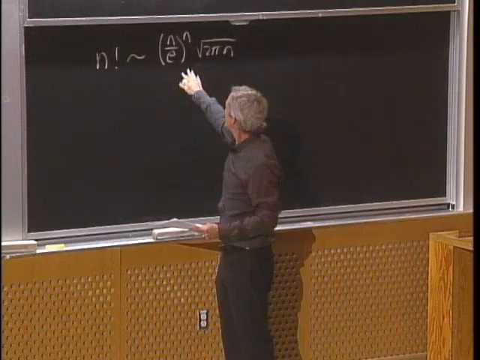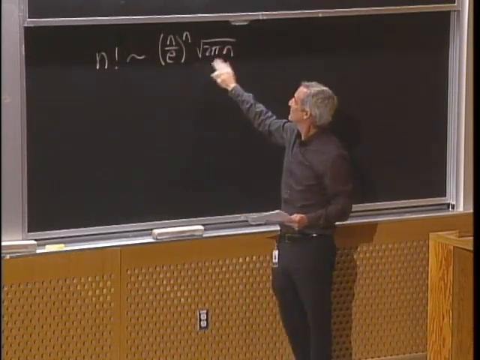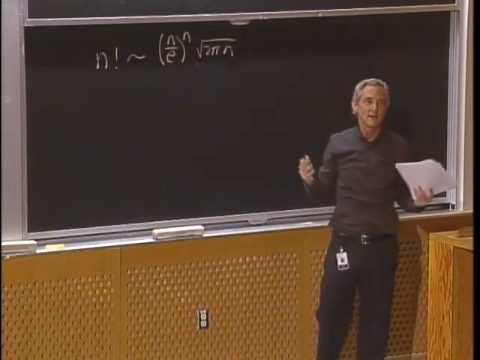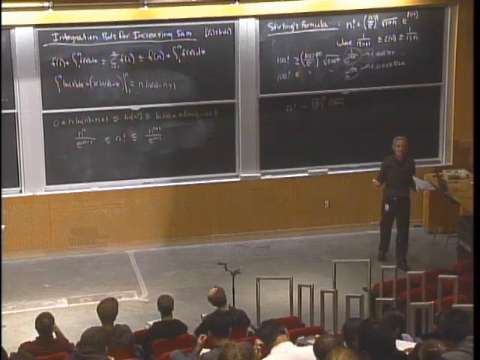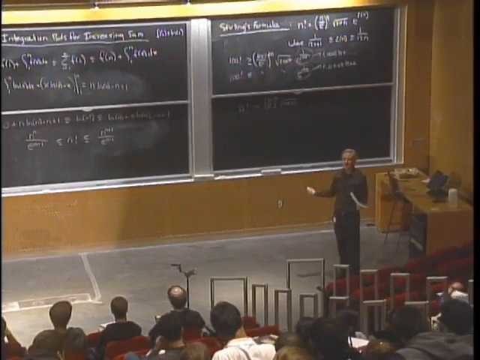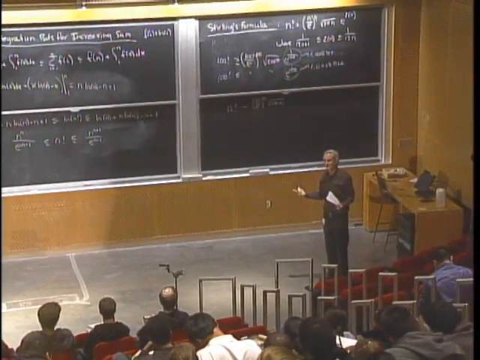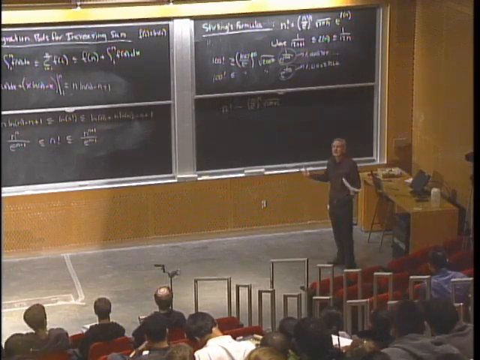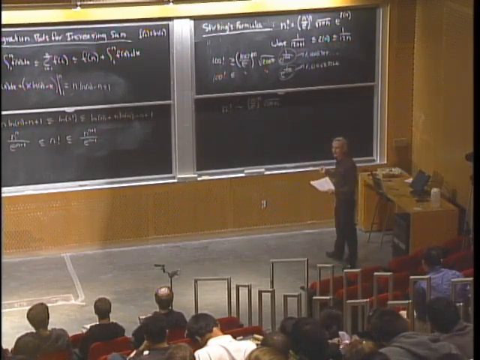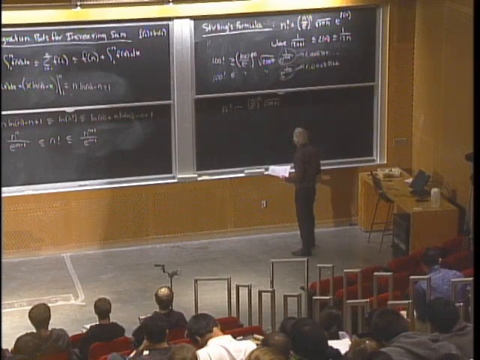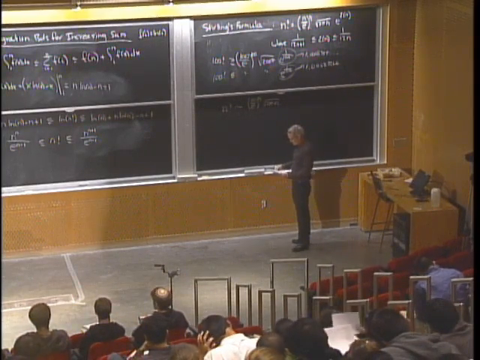Now, this is sort of an amazing formula. I mean, who would think that when you look at n factorial, that the expression would have e and pi in it? Maybe e, maybe. But what's pi doing in n factorial? It's just sort of a bizarre thing.